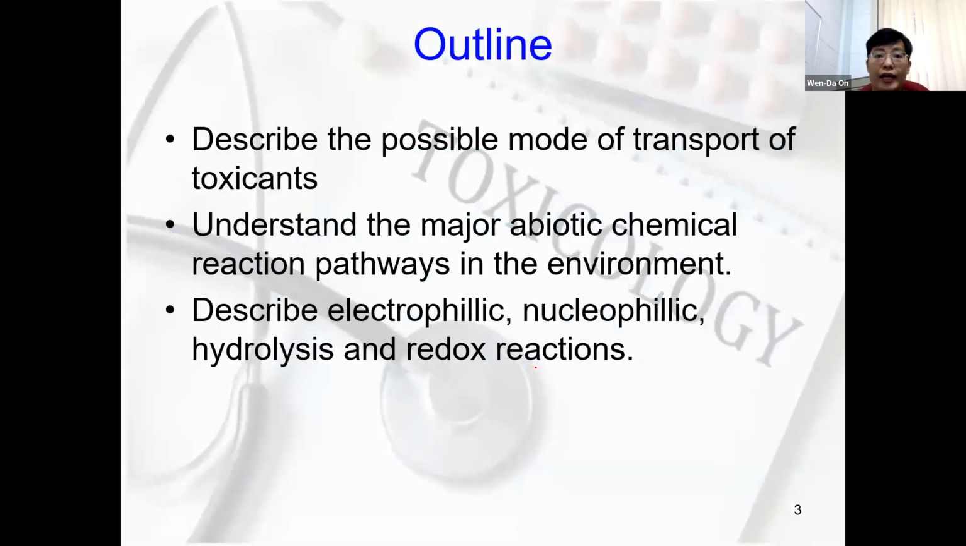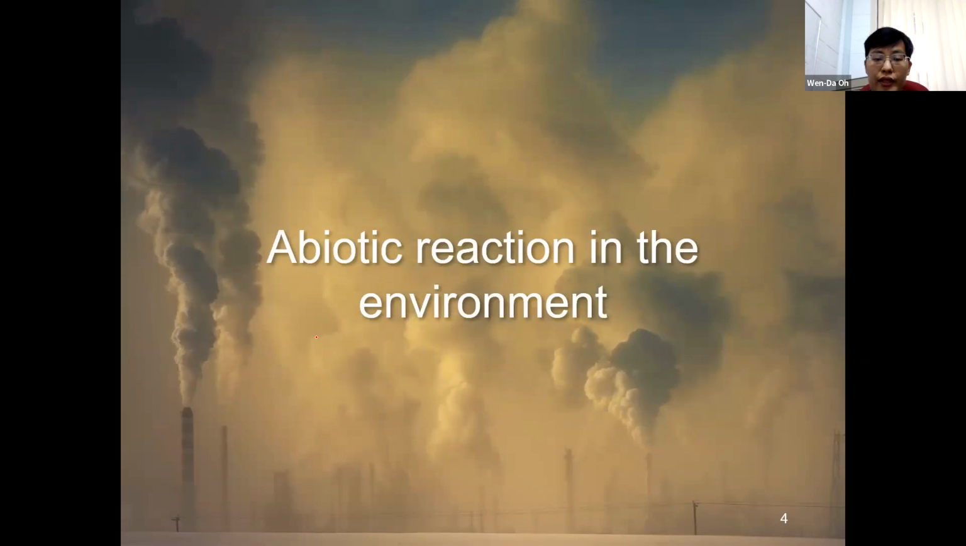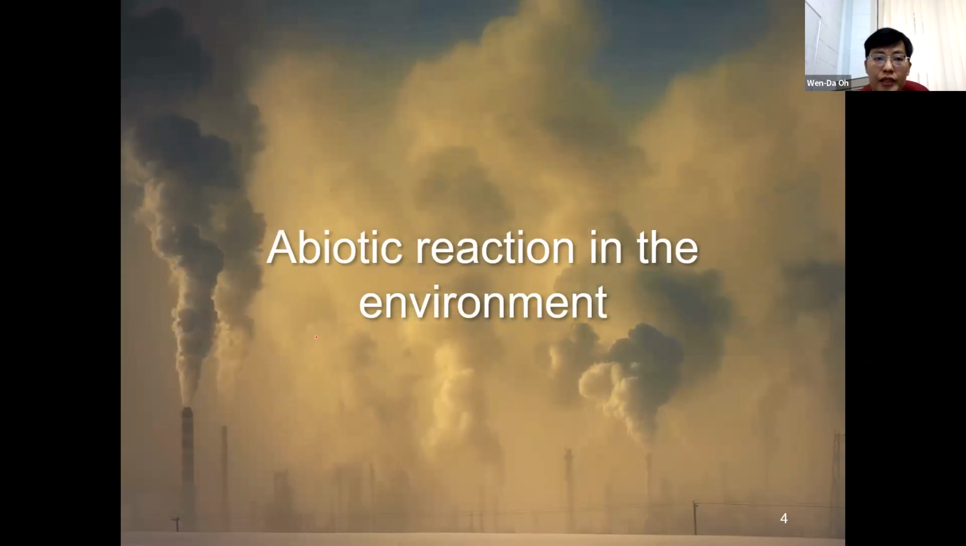A very simple outline of what we are going to cover, which is to describe the possible mode of transport, to understand the major abiotic chemical reaction, and usually in the environment, the major pathway involve these photochemical reactions. So we are going to look into it. And finally, we want to look into the description of electrophilic, nucleophilic, hydrolysis, and redox reaction. So these are the reactions that can occur in the environment, right? So let's start off with the abiotic reaction in the environment.